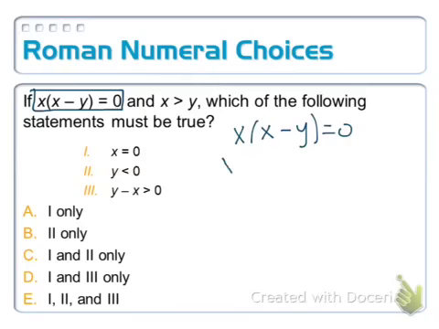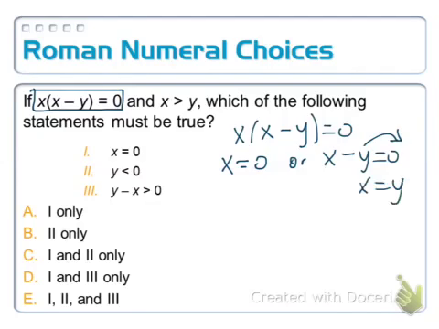So it's possible that x is equal to 0, or it's possible that x minus y is equal to 0. Now there's no guarantee that it's one or the other one, so you can't just automatically assume that number 1 is true. So I need to simplify this second equation here. Let's add the y over and get x is equal to y.